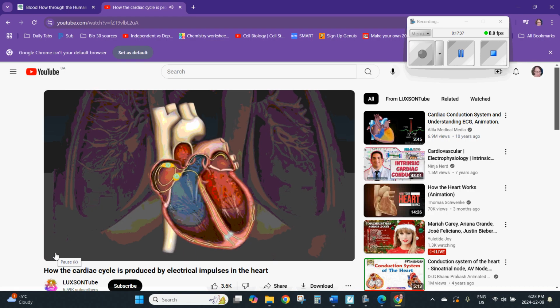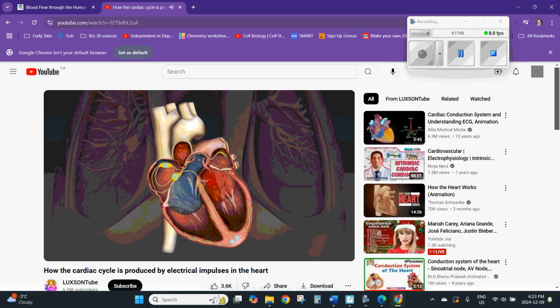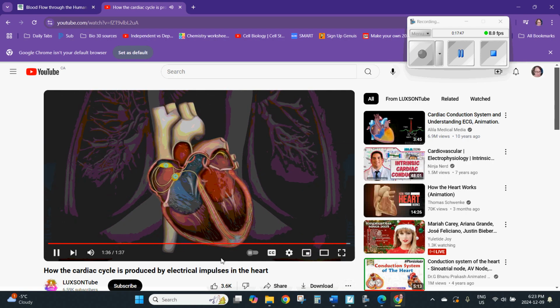As you will see, during atrial fibrillation, the electrical activity of the atria becomes disorganized. As a result, the pumping function of the atria is lost, and the rhythm and efficiency of the entire heart are disturbed.